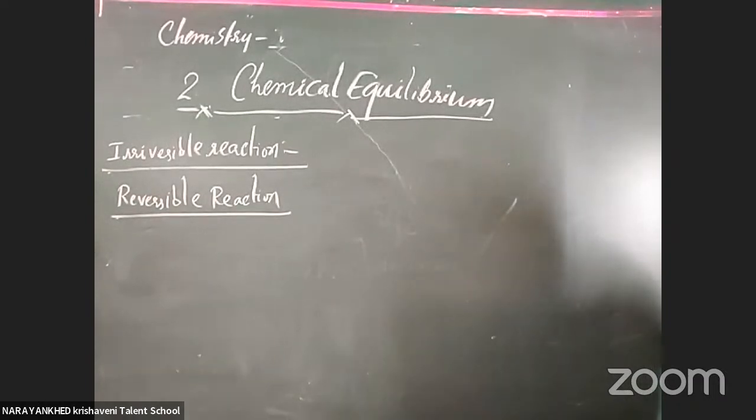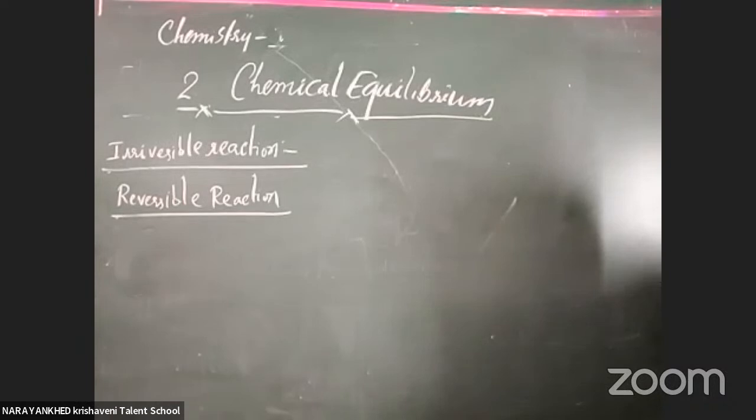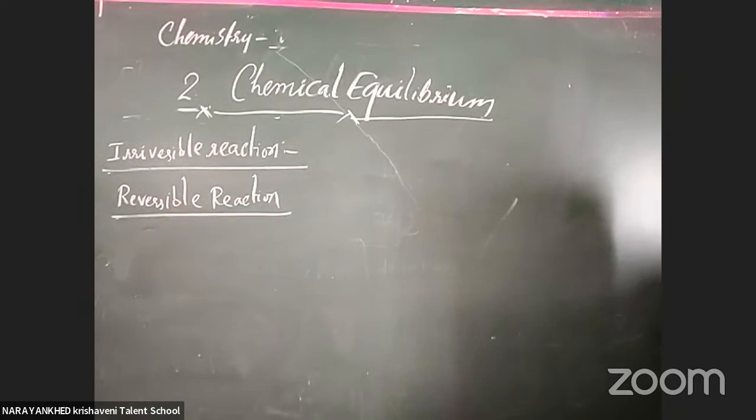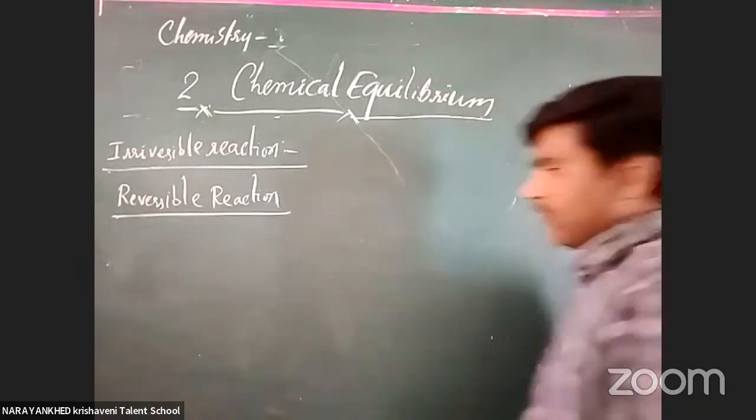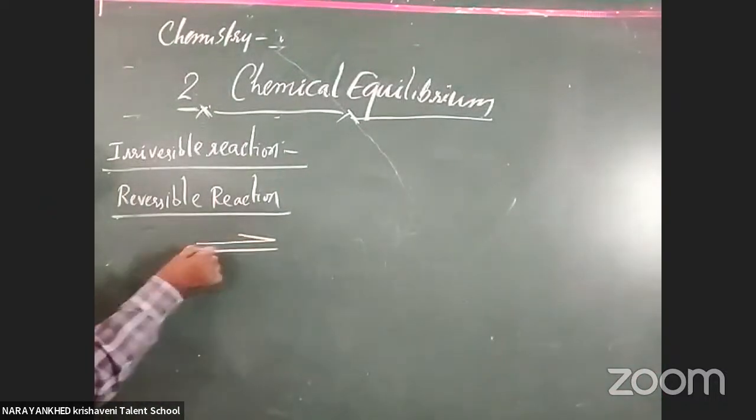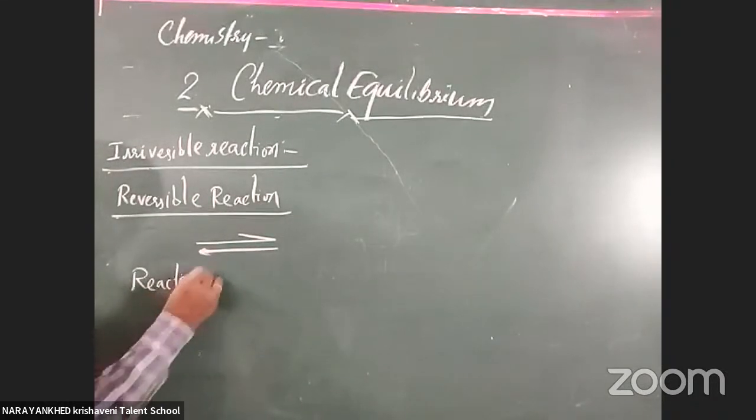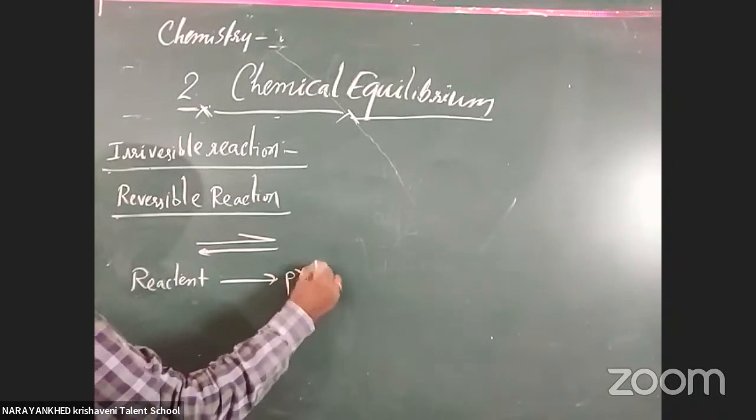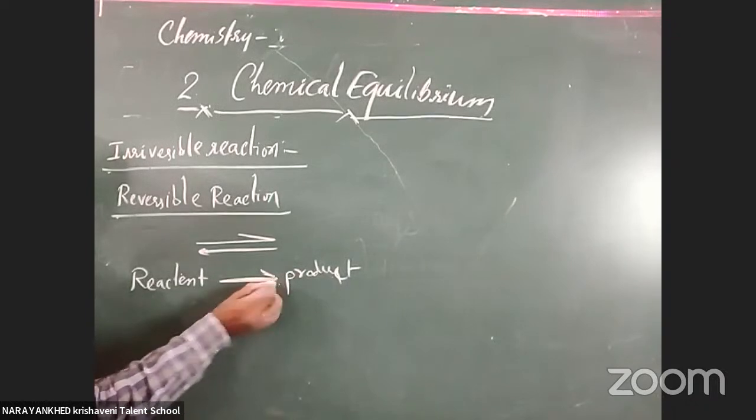A reversible reaction is one which can be made to go in either direction depending on the condition. The chemical reaction which proceeds in both directions, where the reactants react to form products and the products react to form the reactants back, is called a reversible reaction. Clear or not? In a chemical reaction, regularly we write reactant gives the products.